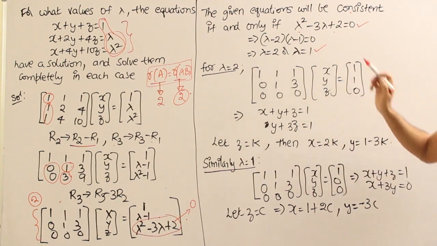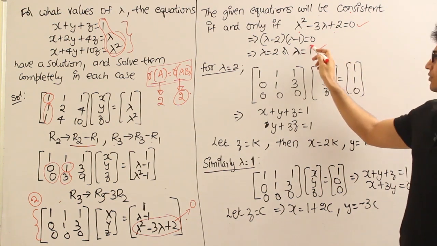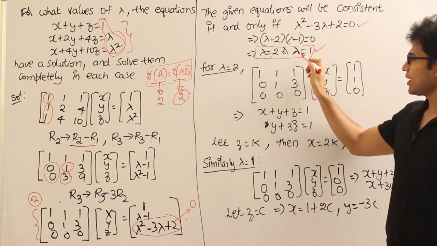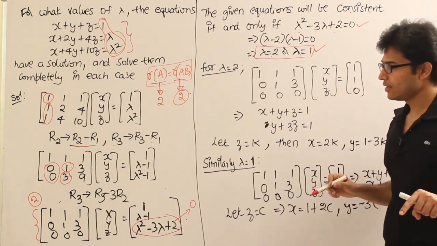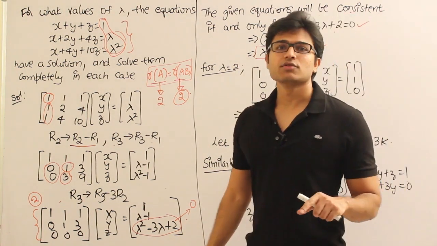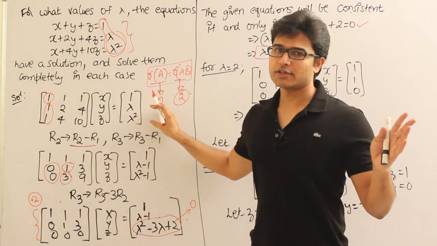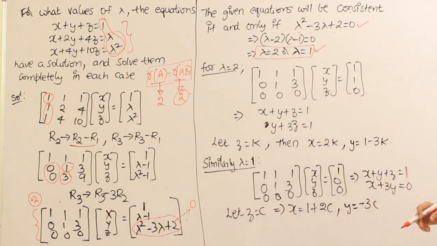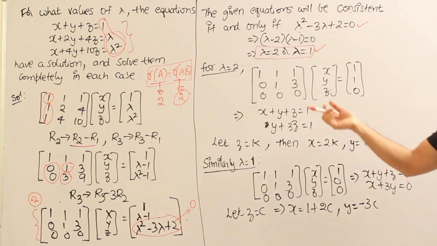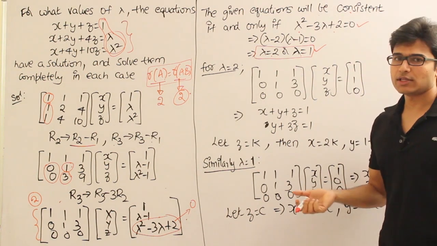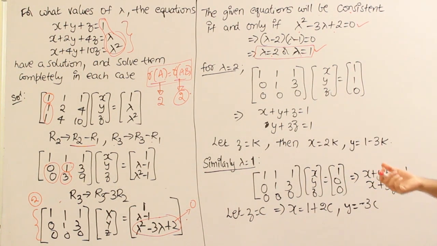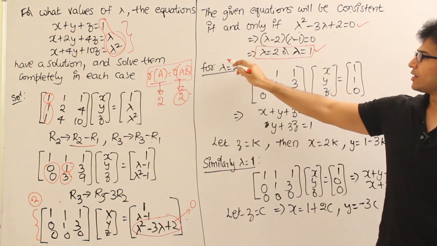Then I got lambda equal to 2 or 1. What does it mean? If either lambda equals 2 or lambda equals 1, then definitely we'll have at least one solution. Now the next question is to solve them. So for lambda equal to 2, solve them. For lambda equal to 1, solve them. That is the next question. Now I am substituting the value 2 in place of lambda.